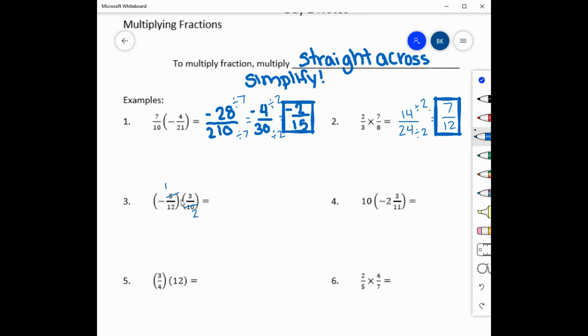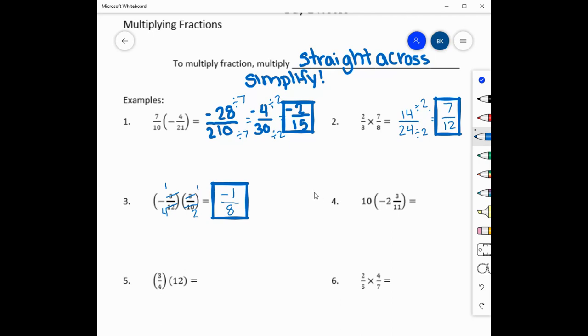Now we can divide this way and simplify. 3 goes into 3 one time, and 3 goes into 12 4 times. Now we have the new fractions, and we're going to multiply straight across. So we have negative 1 times 1. That's negative 1. Then we have 4 times 2, and that is 8. So sometimes it's easier just to simplify first, and then multiply, so you're working with smaller numbers.